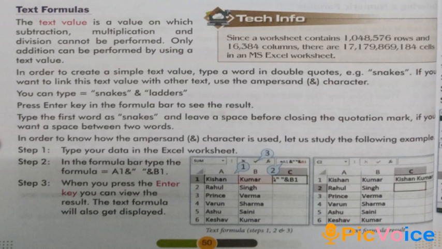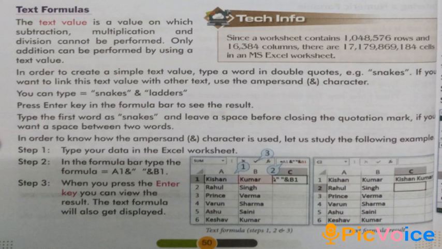We can type it as equal to, quotation start, snakes, double quotation close, and double quotation start, ladders, double quotation close. And after that we press the enter key in the formula bar and we can see the result.